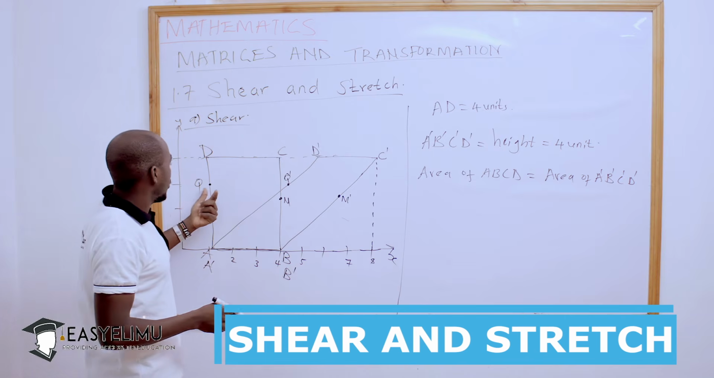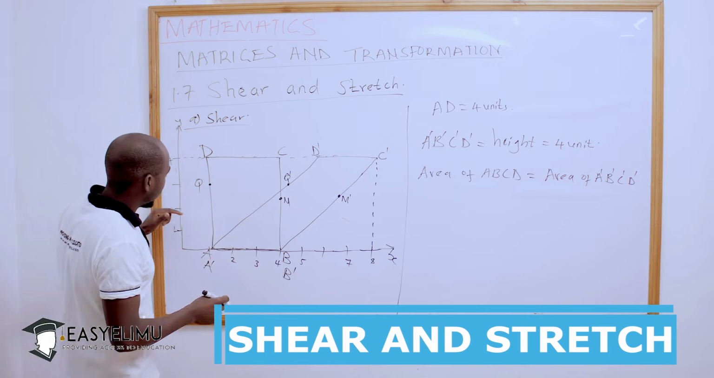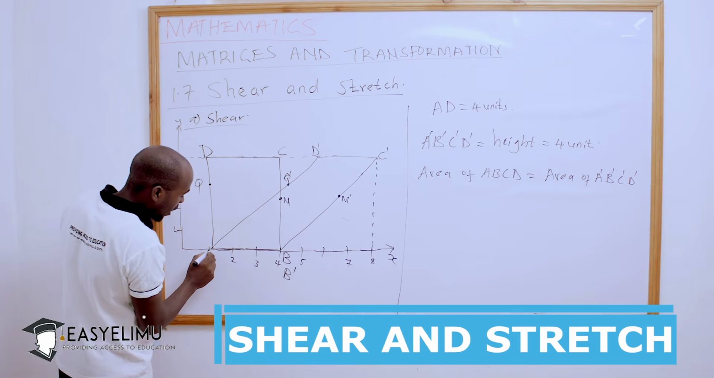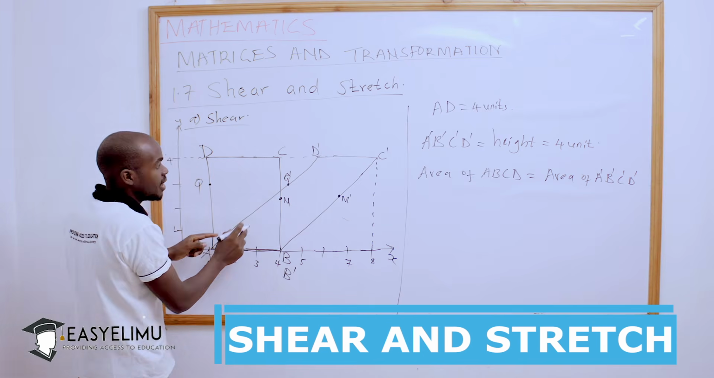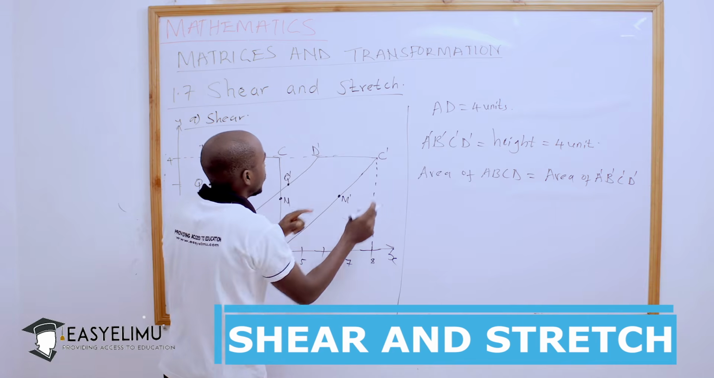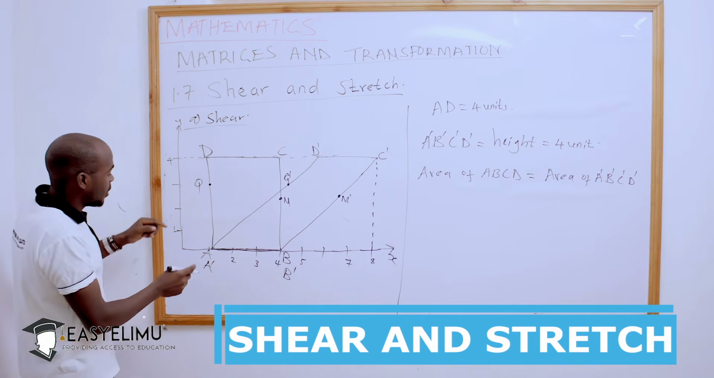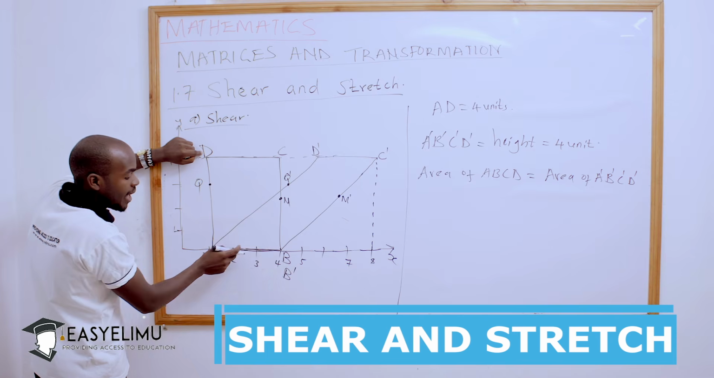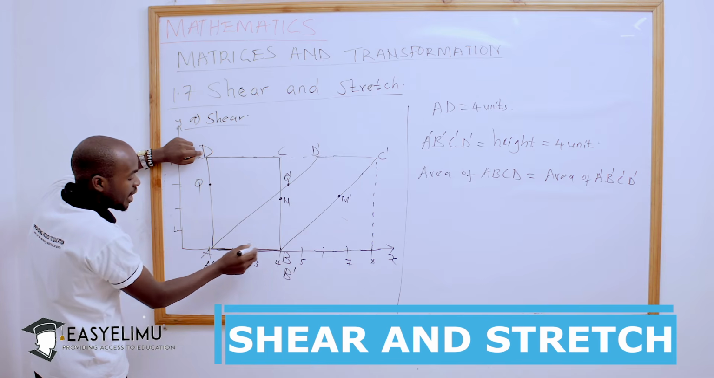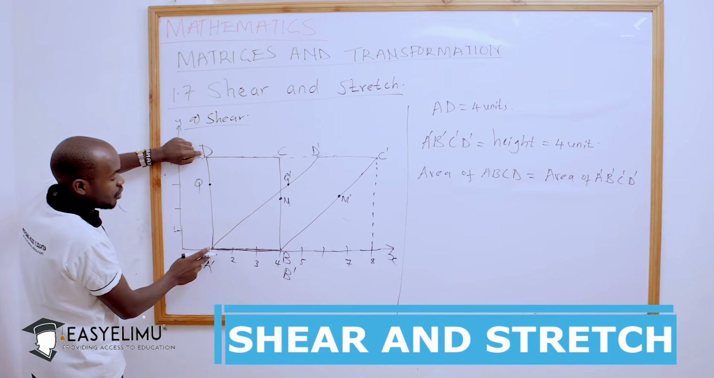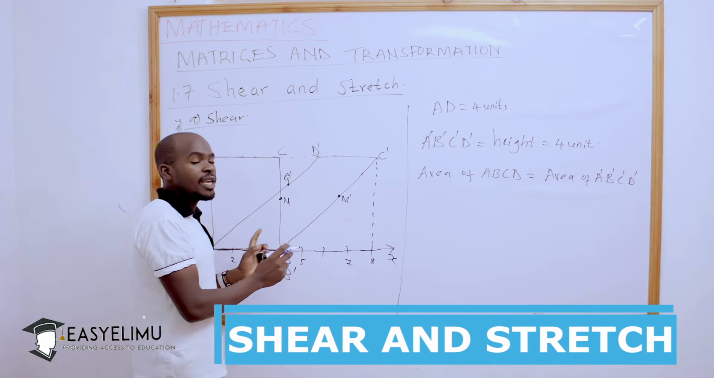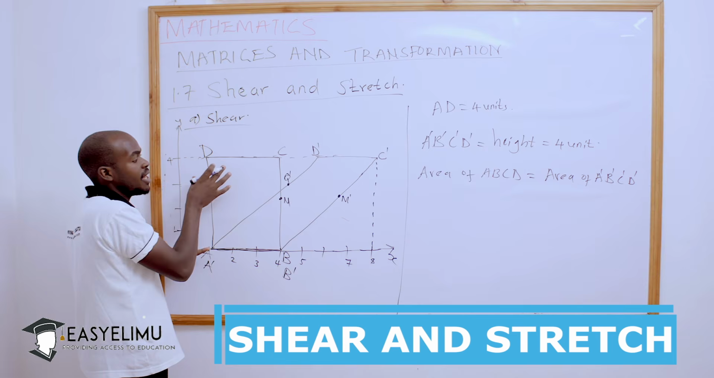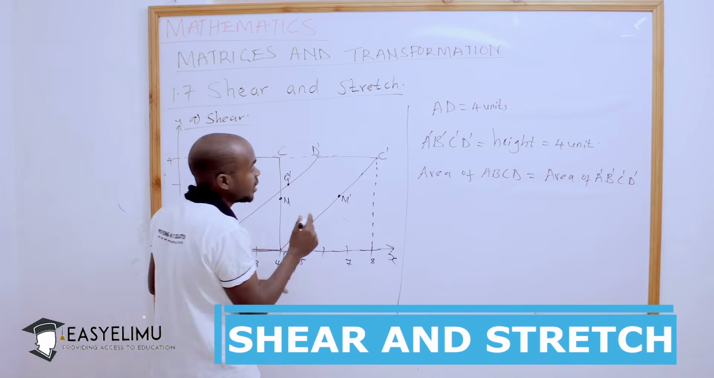As you see, the points move, and the line DC, which is parallel to line AB, has moved to D prime, C prime. But the lines which are not parallel to our x-axis, AD and BC, are not parallel to line AB. We have seen that the image lines intersect with the lines of the object.